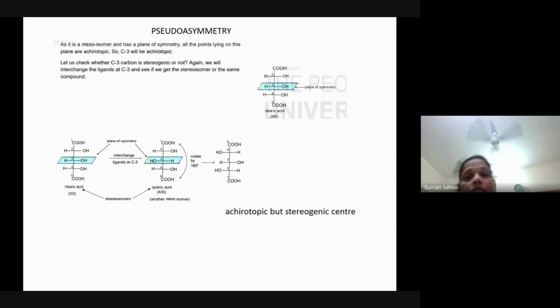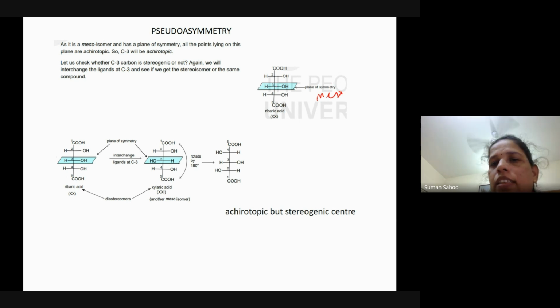Well, in the last class I just skipped it because it was again in this unit, so we can discuss it here. Again, take the example of ribaric acid. You see this is not your tartaric acid. Here another carbon is added, so the plane of symmetry is along carbon number 3. So in ribaric acid you have a plane of symmetry. This molecule is not chiral, because this is also a meso compound.